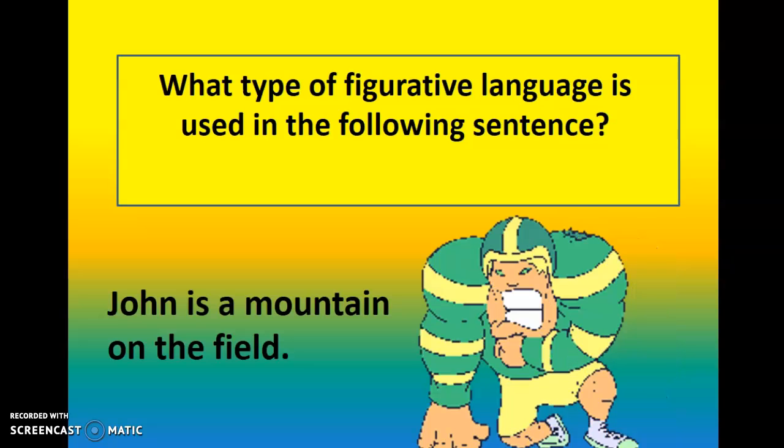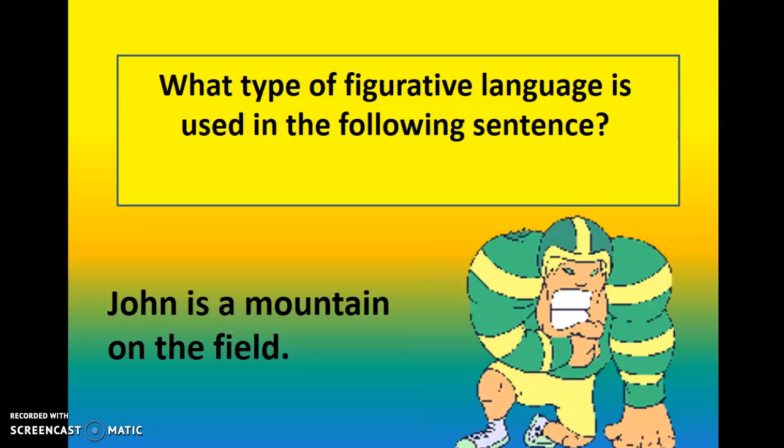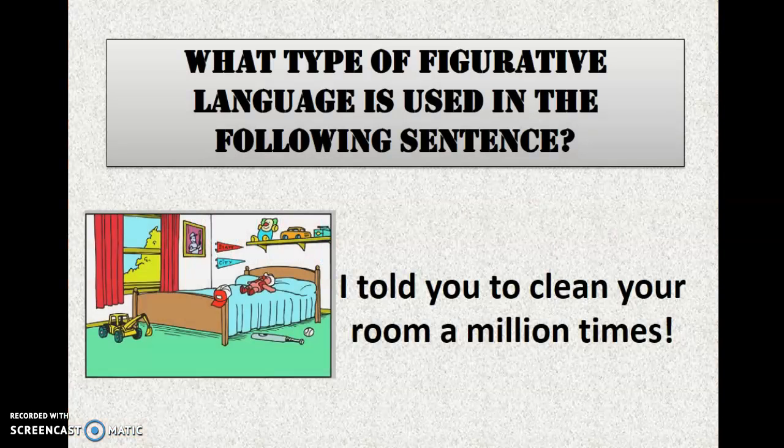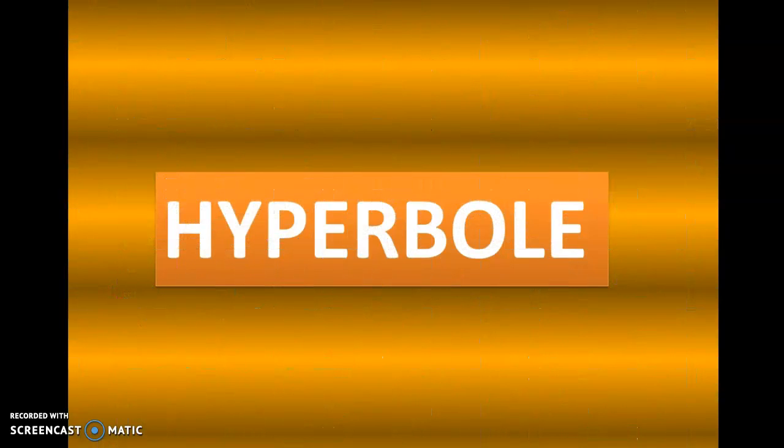John is a mountain on the field. What kind of figurative language do we have here? The answer is a metaphor. Hand clap if you got that right. Next, what type of figurative language is used in the following sentence? I told you to clean your room 1,000,000 times. How many of your parents tell you that? All right, the answer is hyperbole.